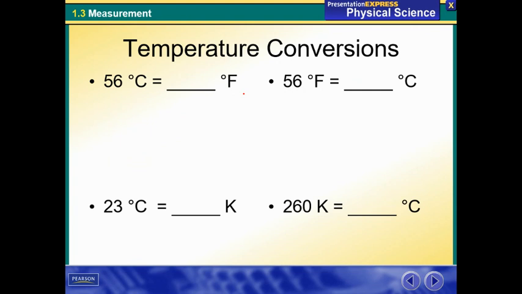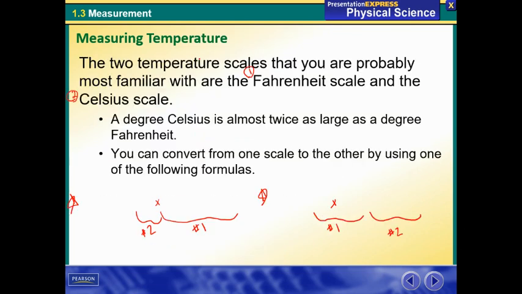So here are 4 examples that I went over in my class, and I'm going to go through how to solve these, and you're going to be solving some of these on your homework. So the first one is we were given 2 equations for Celsius to Fahrenheit. And you might ask yourself, which equation do I use? Again, just to illustrate, our 2 equations are here.